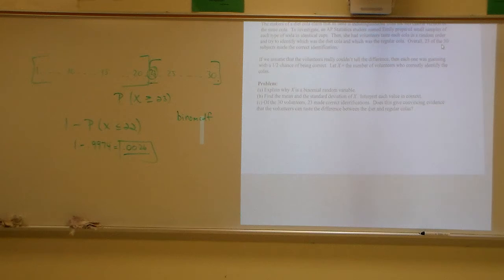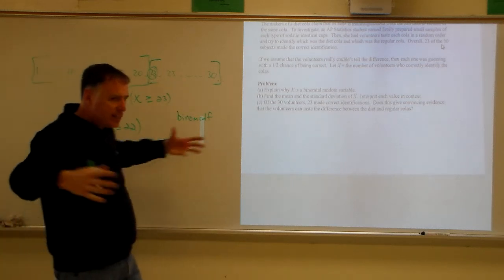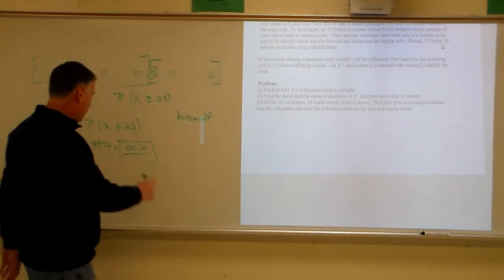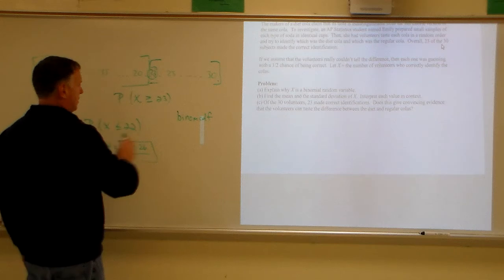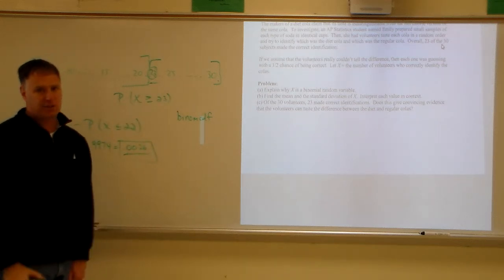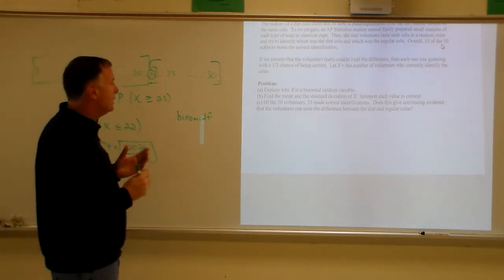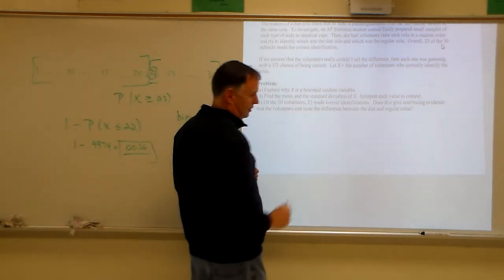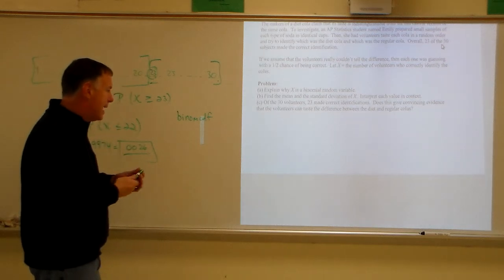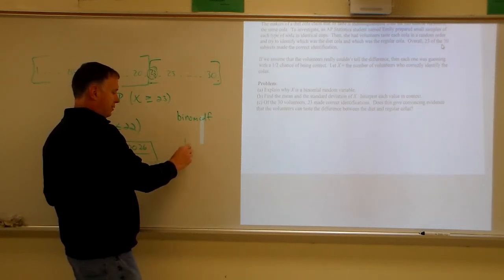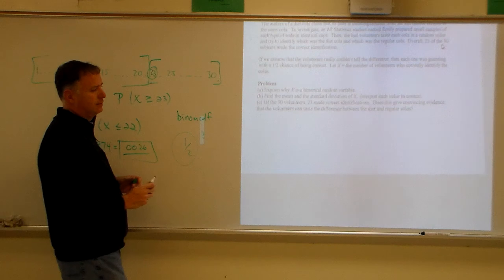Okay, let's see how the book worded it. There's a very small chance there'd be 23 or more correct guesses if the volunteers couldn't tell the difference. So if the volunteers were really just guessing, there's a 0.0026 chance that 23 or more would guess correctly. So therefore, that's convincing evidence that maybe they can taste the difference. Maybe it's really not just a 1 in 2 chance. Okay, we're gonna question that.